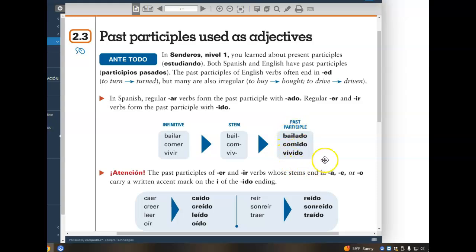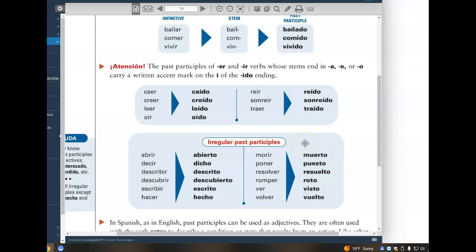that ending is essentially the Spanish equivalent of the English ED ending, which is what we use to create regular past participles in English. There are many examples of irregular past participles in English, and you can find those in the middle of page 73. A dozen of those here. There are more than these, but these are some of the more common irregular past participles in Spanish.